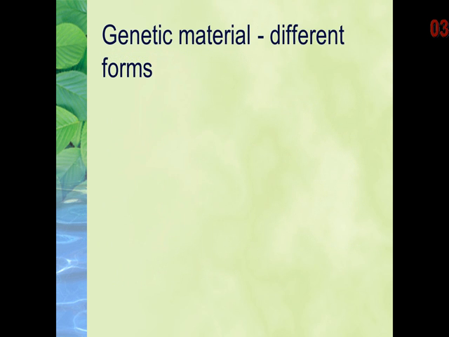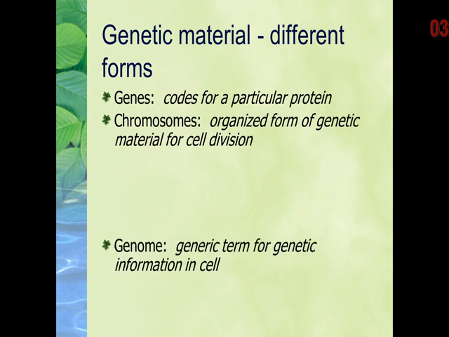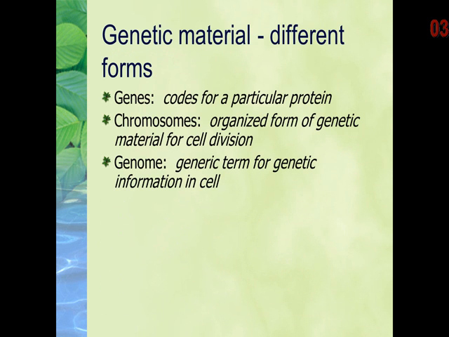Our genetic information can take on several different forms. Genes are pieces of the DNA or a region of the DNA that codes for a particular protein. Chromosomes, on the other hand, are the organized form of the genetic material. These are seen only during cell division when the genetic material is coiled up tightly and getting ready to divide into two separate components. The genome is a more generic term for the genetic information in the cell. It doesn't specify what form it is in.